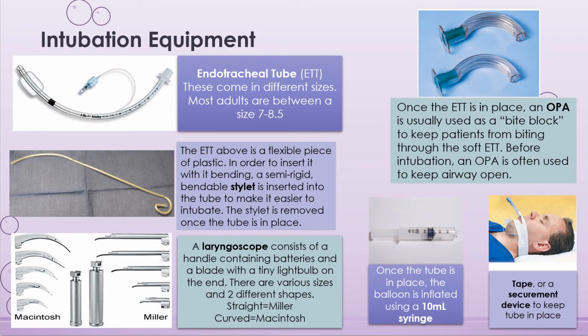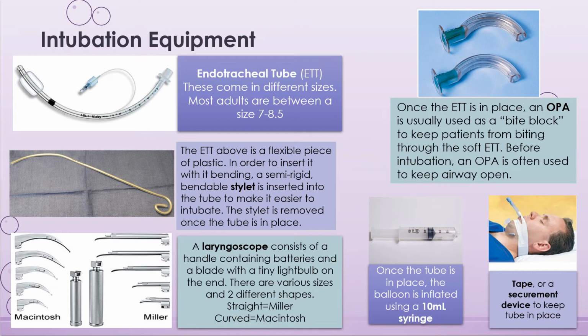All right, intubation equipment. I know there's a lot of information on this slide. So starting at the top, we have an endotracheal tube, which is called an ET tube. They come in different sizes. Most adults are between a size 7 to 8.5. They come in all sizes, little itty bitty baby ones, and most adults are 7.5. A smaller woman, you might see a 6.5 or a 6.